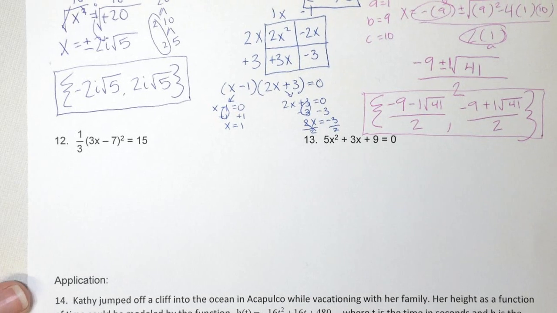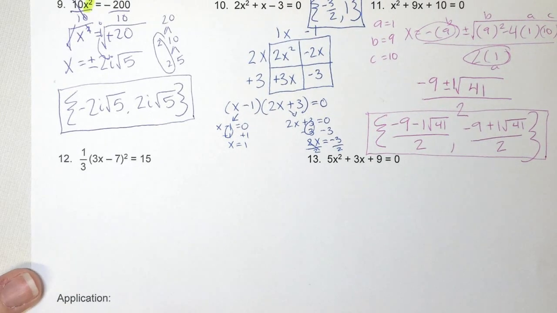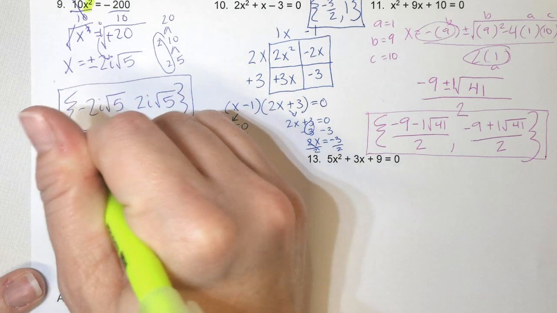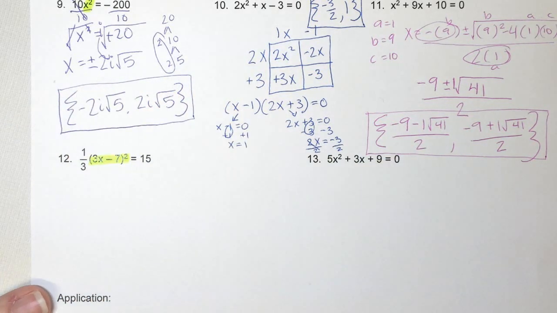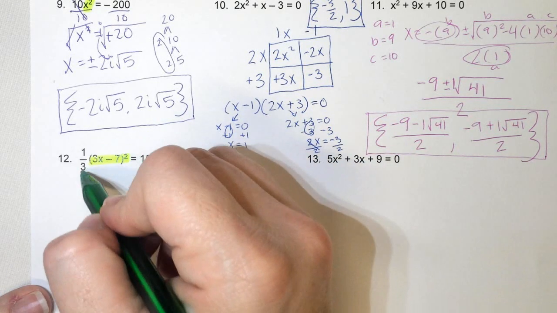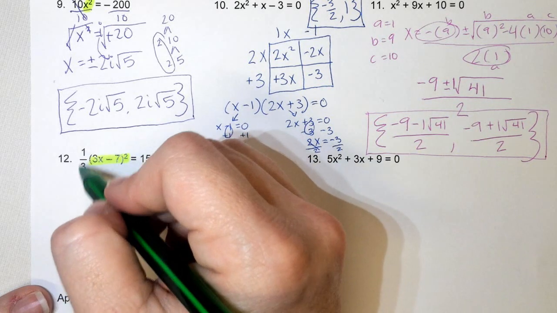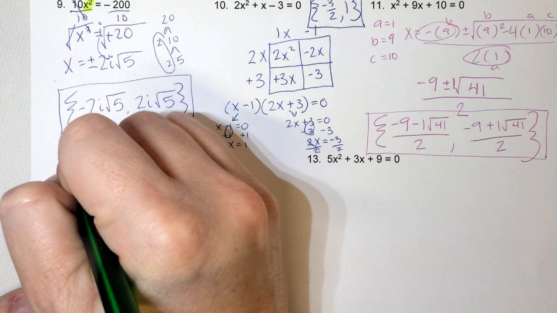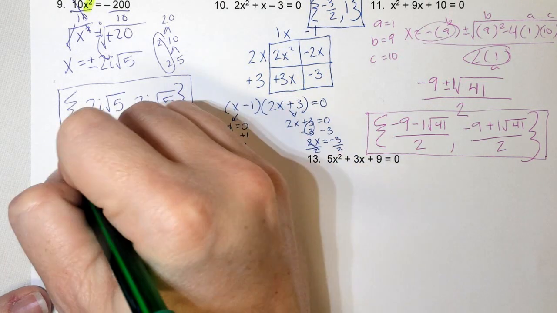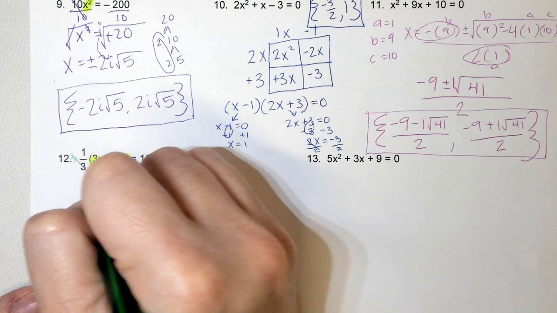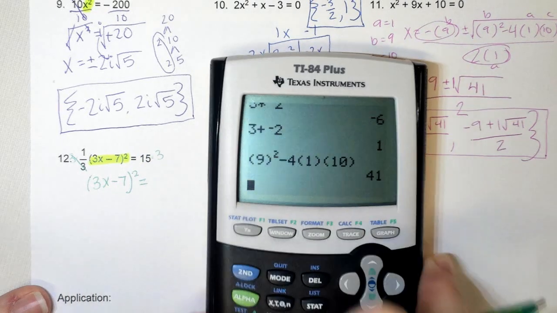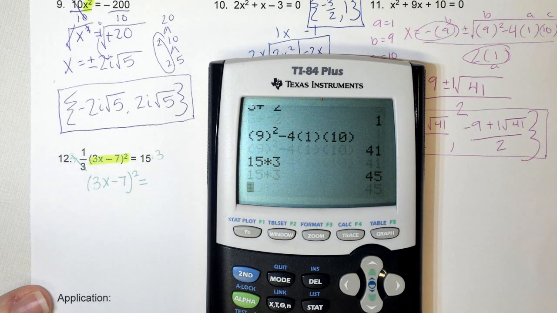Okay, on number 12, I think of not quadratic formula, square root method again, because this is squared and there's no other x's, so I can solve that route. How do I get rid of a 1/3? Well, it's the same thing as dividing by 3. The opposite of dividing by 3 is multiplying by 3, so if I multiply both sides by 3, that cancels this, and we're left with 3x minus 7 squared equals 15 times 3, I believe, is 45. Yes.